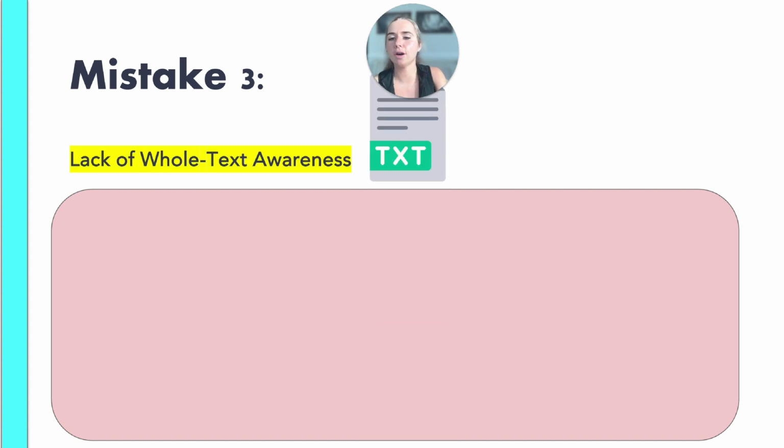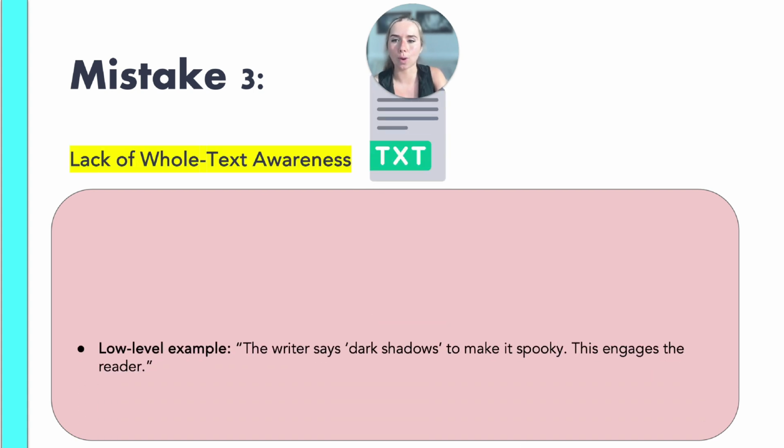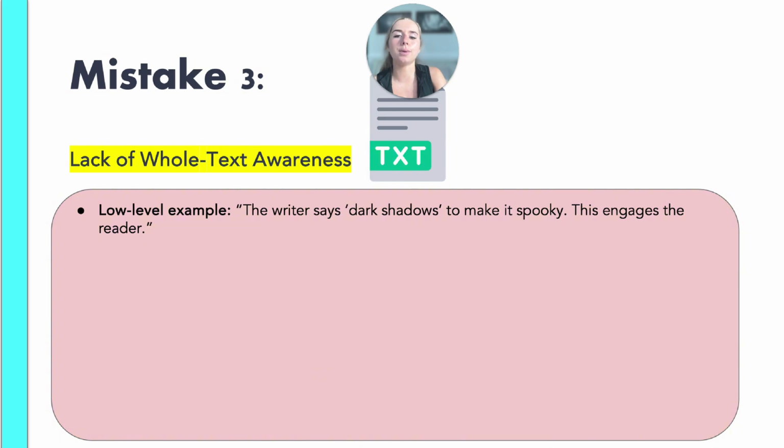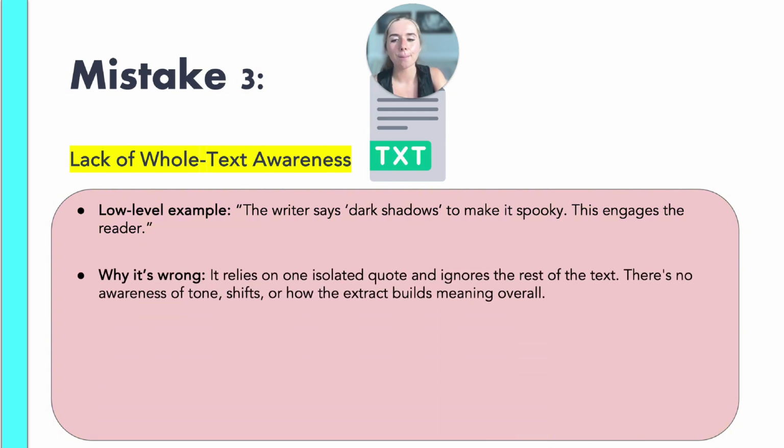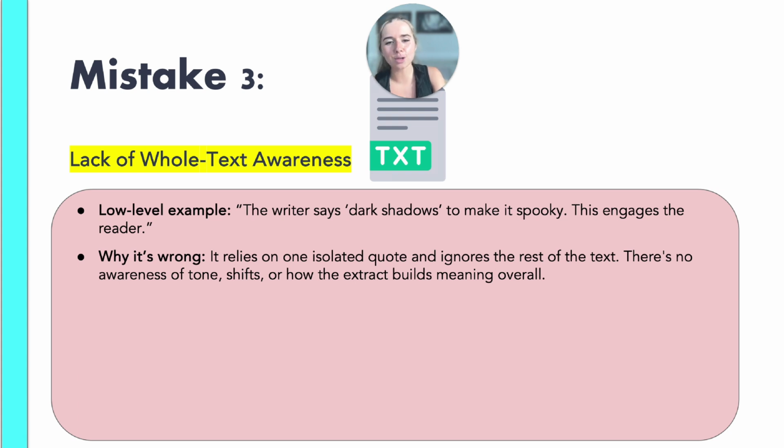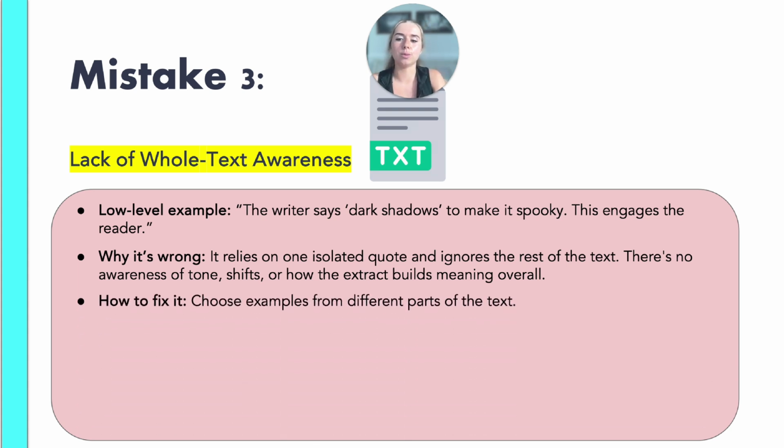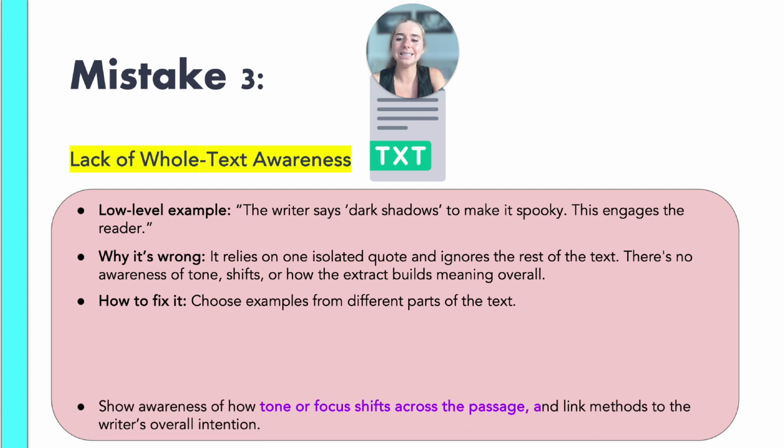And then the third and final mistake is lack of whole text awareness. A low-level example would be, the writer says 'dark shadows' to make it spooky. This engages the reader. Boring. It relies on one isolated quote and ignores the rest of the text. There's no awareness of tone shifts, or how the extract builds meaning overall. We want to be looking at the whole text here: overall what the text shows, how things shift, how structure techniques contribute to that, how language techniques contribute to that. So how we want to do it is just choose examples from different parts of the text. Easy way to fix it.